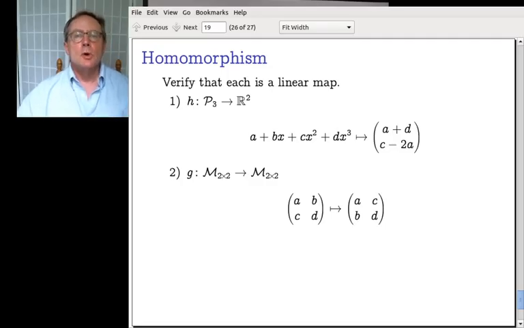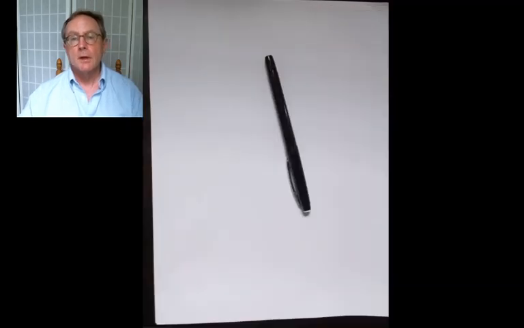Hello. So last time, of course, we defined what a homomorphism is, and so naturally the check-in is checking that a couple of things are homomorphisms. So let's get to it. Each of these is a linear map. This takes the cubic polynomials as input and gives two tall vectors as output. This takes 2 by 2 matrices as input and gives 2 by 2 matrices as outputs. So we'll check each of them. Here we go.